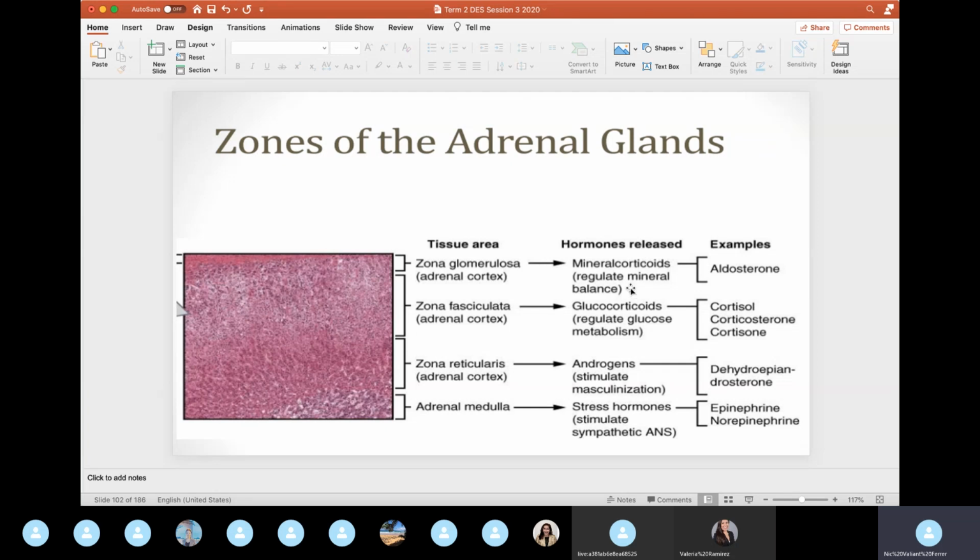Glomerulosa, it releases what hormone? Mineralocorticoids. Example, aldosterone. Question, what regulates your zona glomerulosa? What hormone? ACTH. Careful. Wait, no, it's aldosterone. Oh, no, renin. I said RAS thing. Angiotensin, I forget now. So your zona glomerulosa, angiotensin 2, excellent. So angiotensin 2 for your zona glomerulosa.